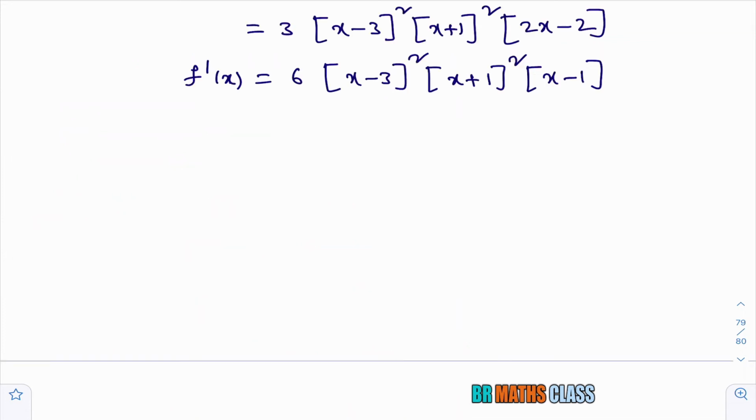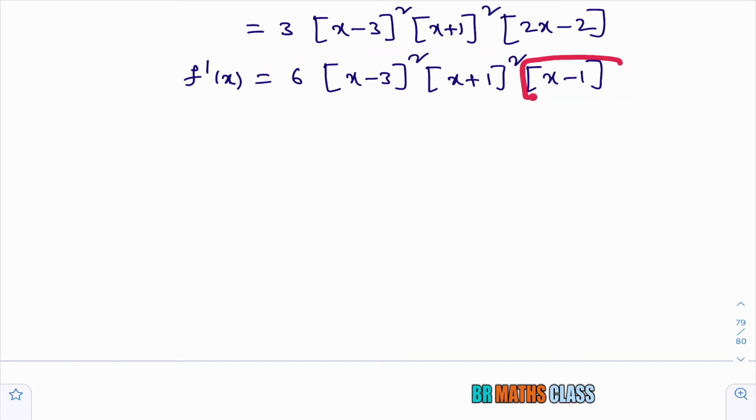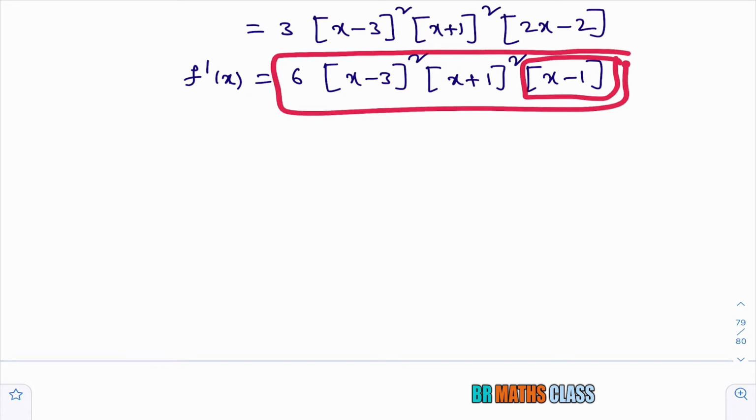So what point I am trying to say, as this expression is clearly positive, f dash of x is positive or negative depends upon this only. If this expression is positive, then this whole thing will be positive. If x minus 1 is negative, then this whole thing will be negative.